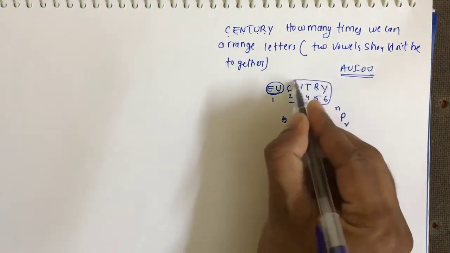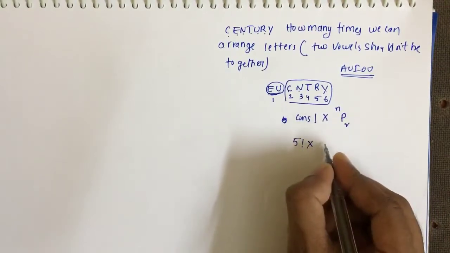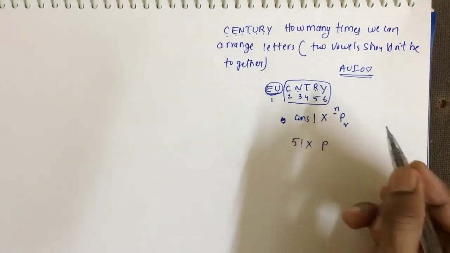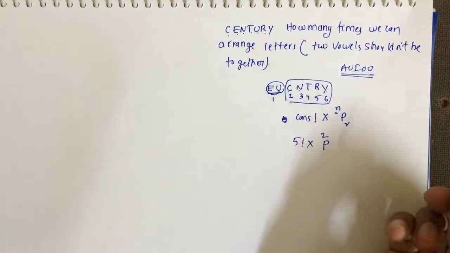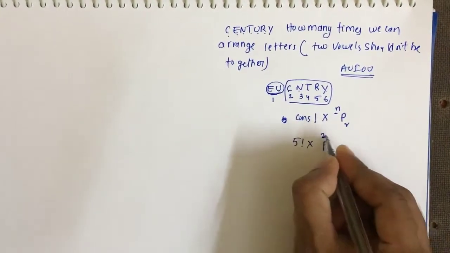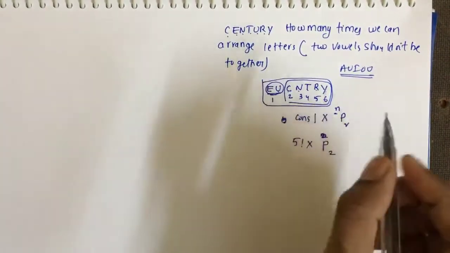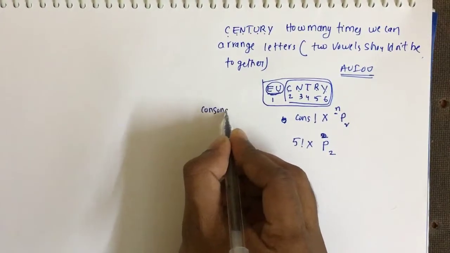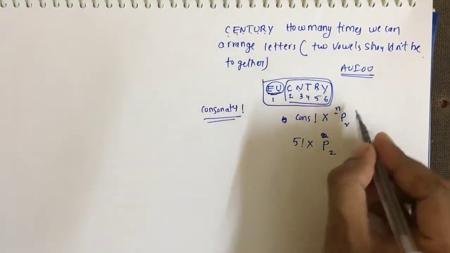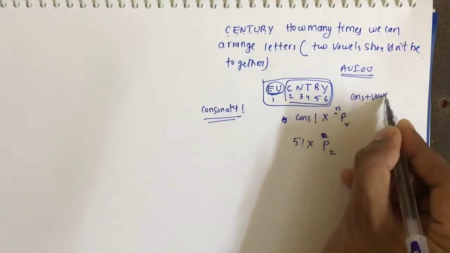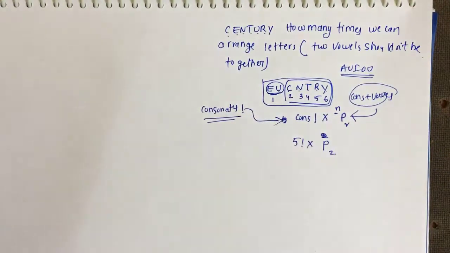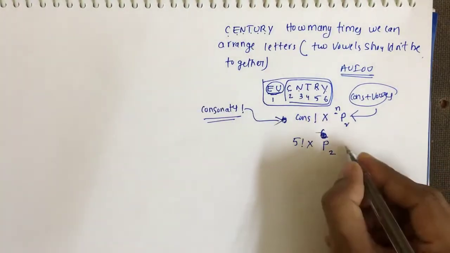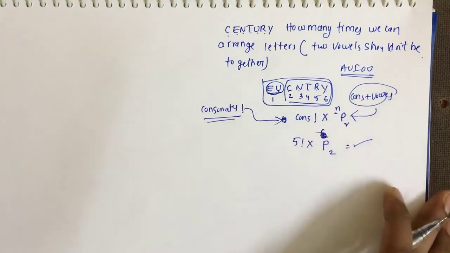So here consonants, how many consonants are there? 5 consonants, so 5 factorial into P. So how many total number? Here N means total number of vowels. This N equals total number of vowels. So how many vowels are there? 2 vowels. And now together, how many numbers are there? So when they ask that the vowels should not be together, in that case first we'll talk about the consonants. Consonant factorial. Then we'll talk consonants plus vowels. So this is for consonant plus vowel. This is only for the consonants. So here, when we are talking about consonants plus vowels, then it will be 6. If you do it, you will get the answer for that. I am not solving this one. You can solve it.